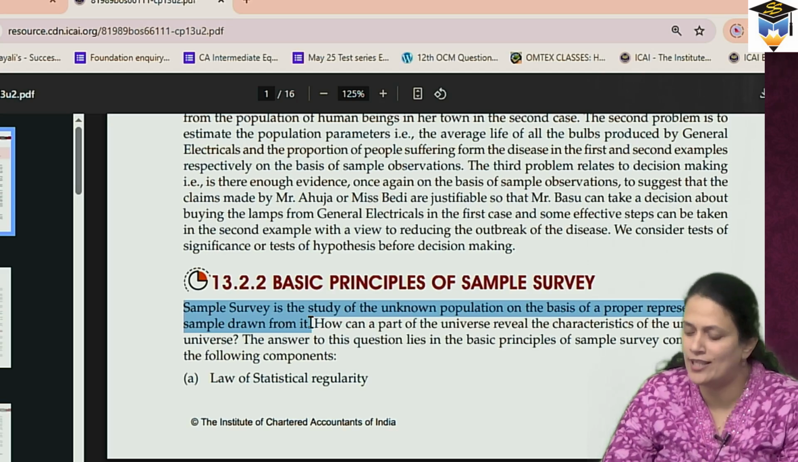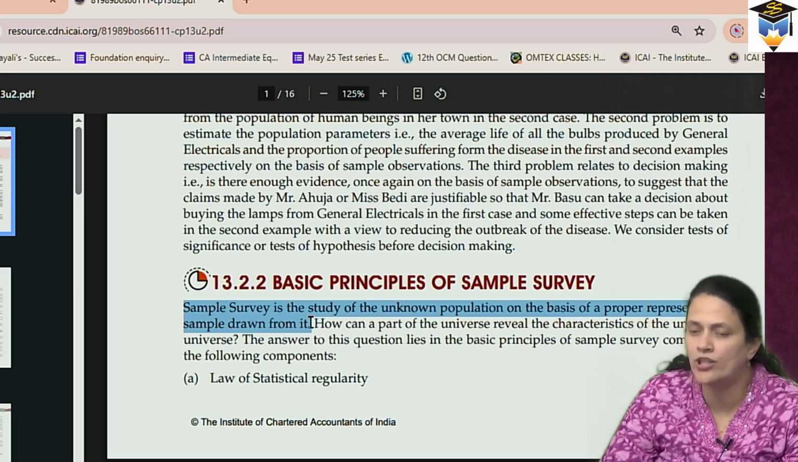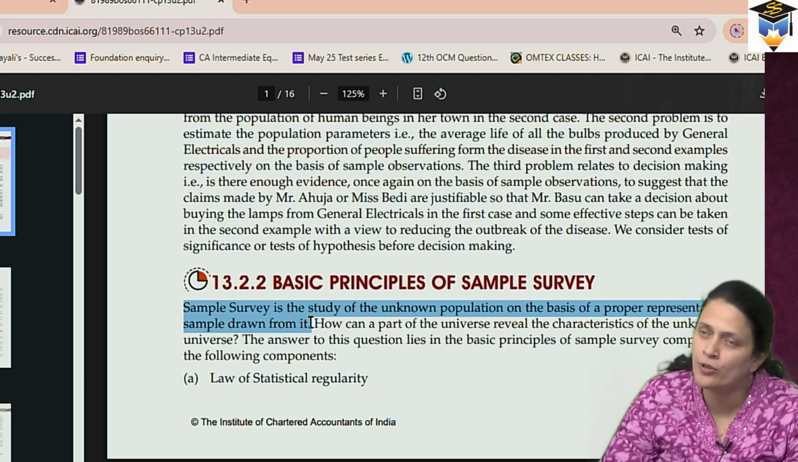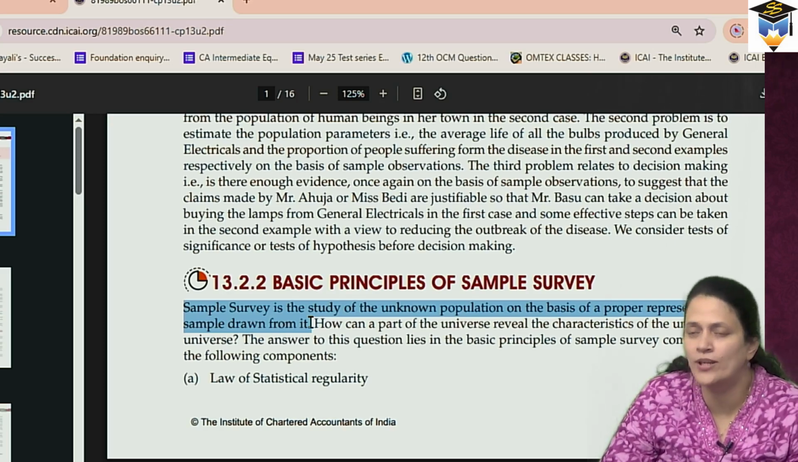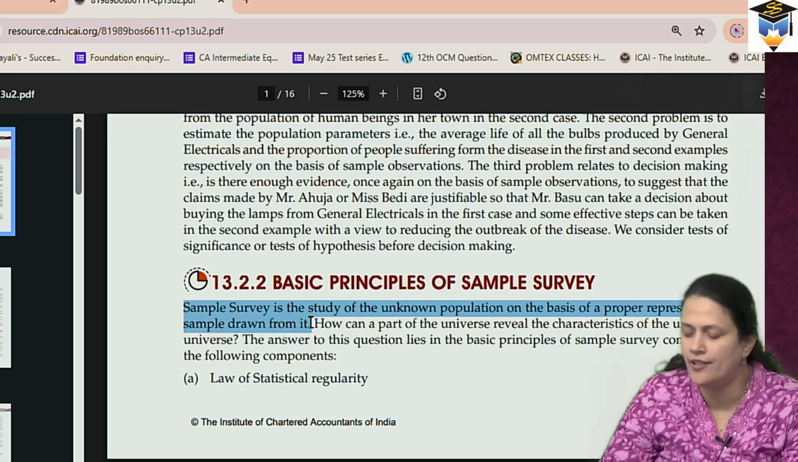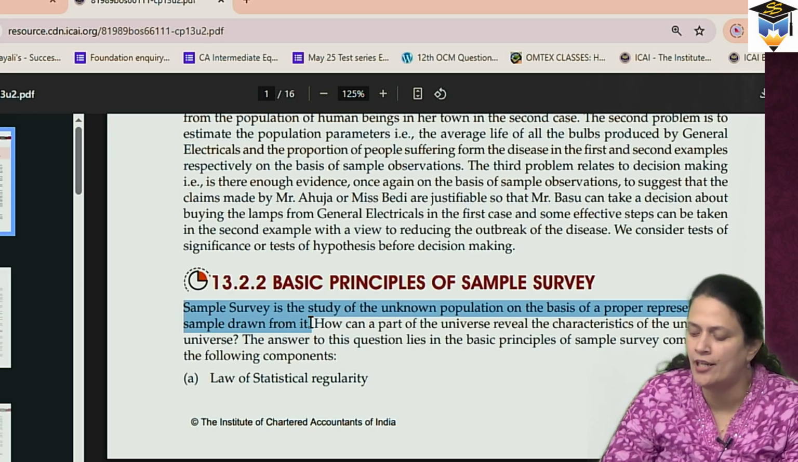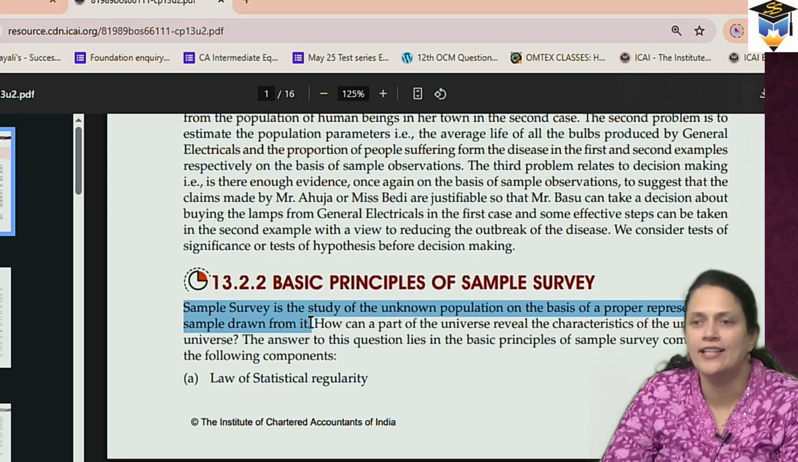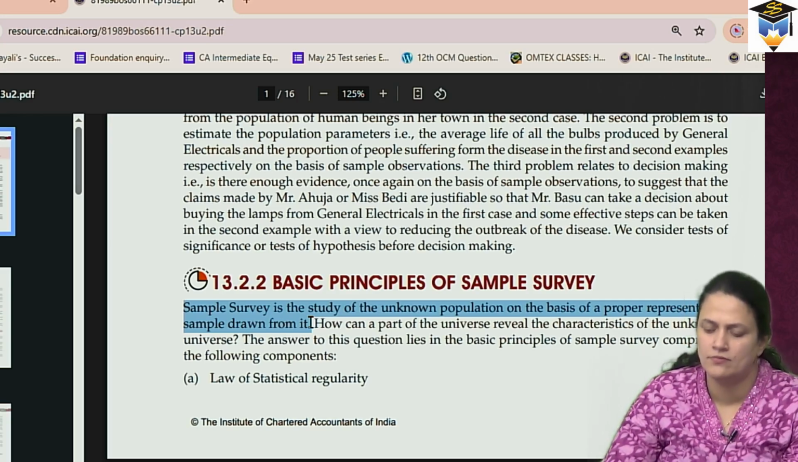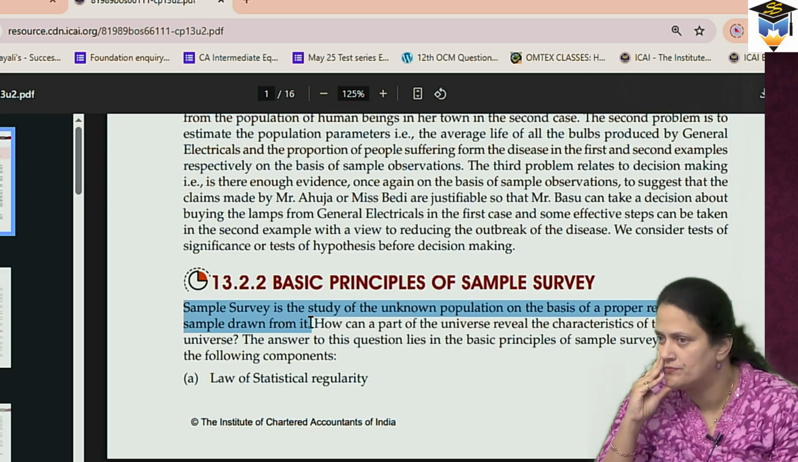Write down the example. In a survey about voter preferences, instead of interviewing every voter, a sample of voters is selected to represent the entire electorate. Have you understood this part? What is a sample? Have you understood?